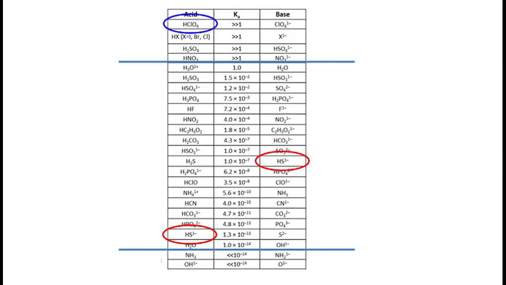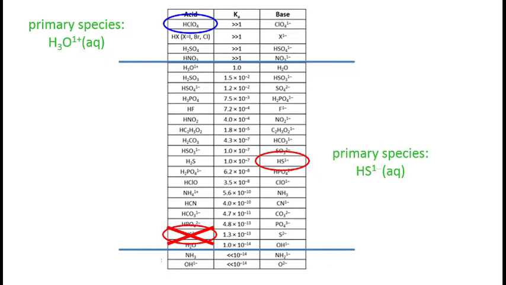We find perchloric acid way up at the top of the chart on the acid side, so HS1- must act as a base in this reaction. In assigning the primary species, we need to be careful, since perchloric acid is a strong acid. That means that the primary acidic species in this case is the hydronium ion, H3O1+. The primary basic species is HS1-.